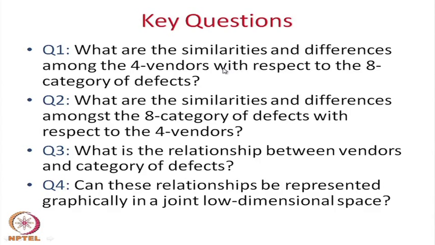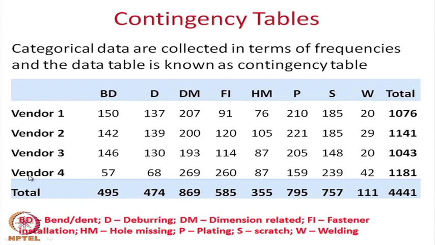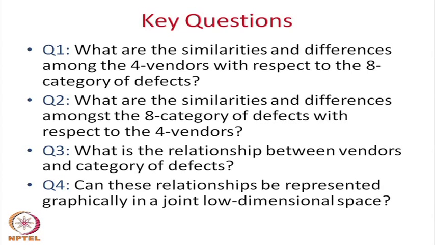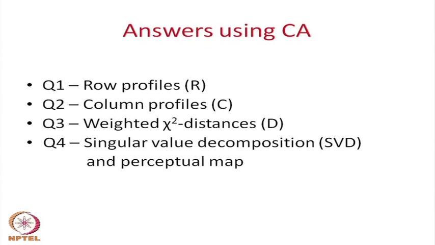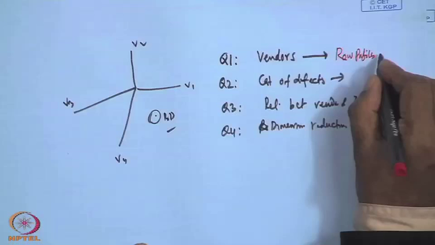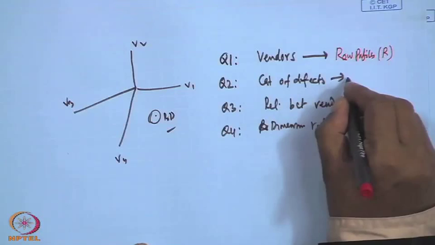But if you interchange, suppose the categories of defects come along the rows and vendors along the columns, then when you talk about row profile, it will be related to the categories of the defects. So, it is the way you design the contingency table, and accordingly the row profile and column profile will give you the concerned responses or answers. Now, for categories of defects, the row profile is R, and the column profile is C.